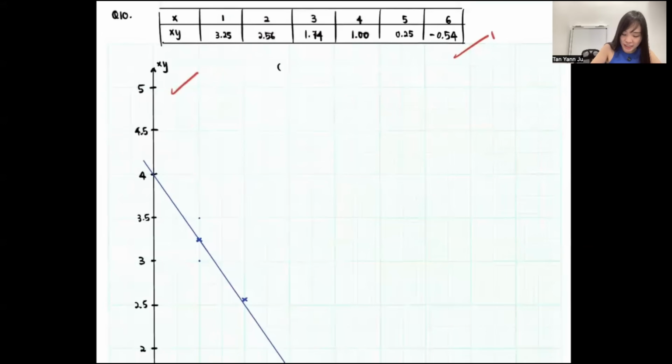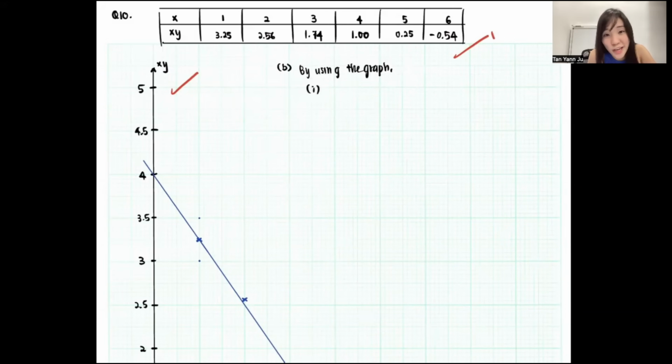Can ya? So next one, B. They say what? By using the graph. You know why I write this wording out? Because this word is so important. By using the graph, that means you cannot use calculation. It must be using back your graph. So if you draw wrongly, it will affect your answer, you know.